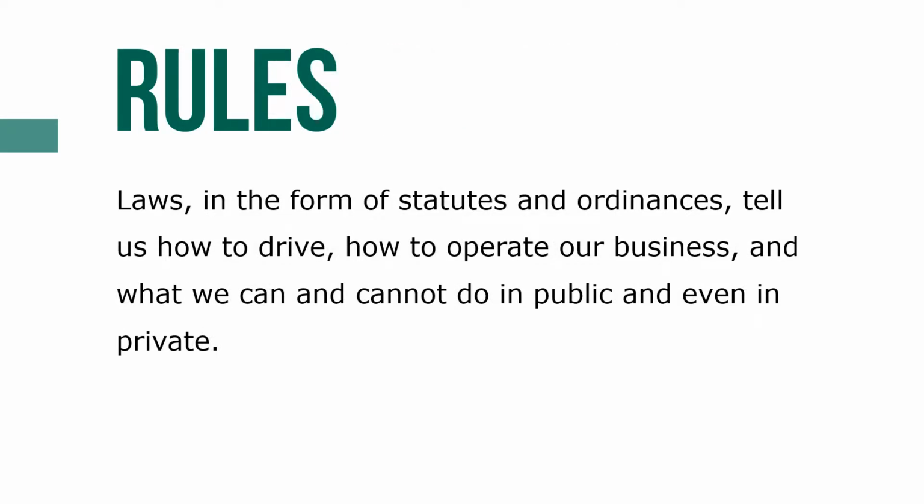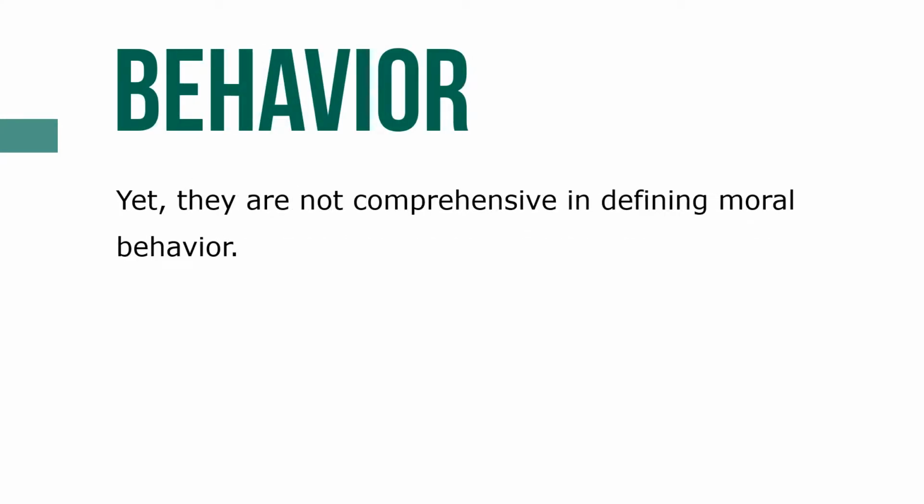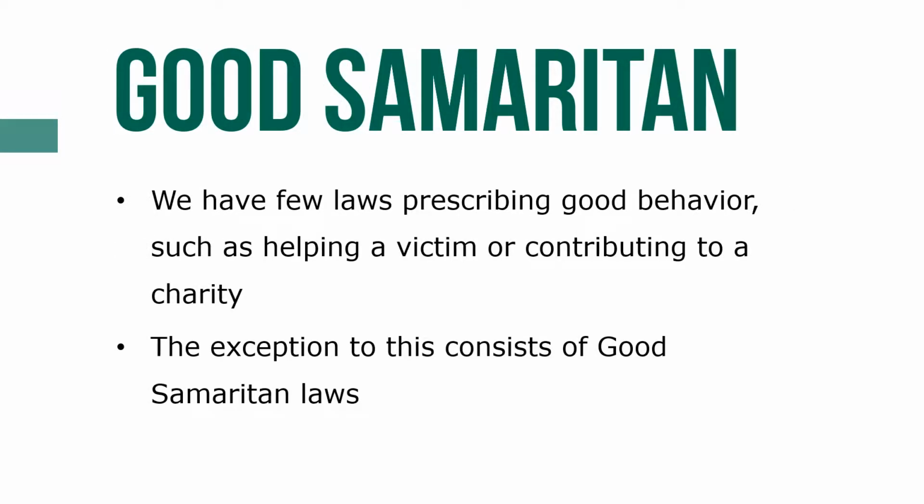Laws, in the form of statutes and ordinances, tell us how to drive, how to operate our businesses, and what we can and cannot do in public and even in private. They are formal, written rules of society. Yet they are not comprehensive in defining moral behavior. Good Samaritan laws make it a crime to pass by an accident scene or witness a crime without rendering assistance. Some states do have laws called Good Samaritan laws, but they're civil and protect medical professionals who stop at an accident scene and administer aid to victims.